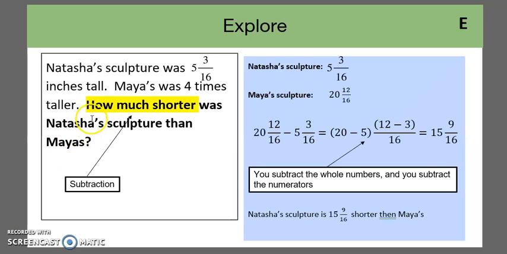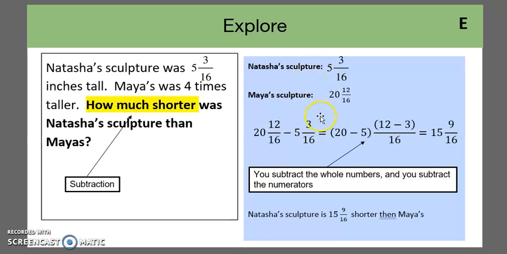When we look at the problem, it says how much shorter. That tells us we need to do subtraction. I've provided the answers from the previous slide, and what we need to do is subtract the two numbers, in this case the two different fractions, and here are some steps.